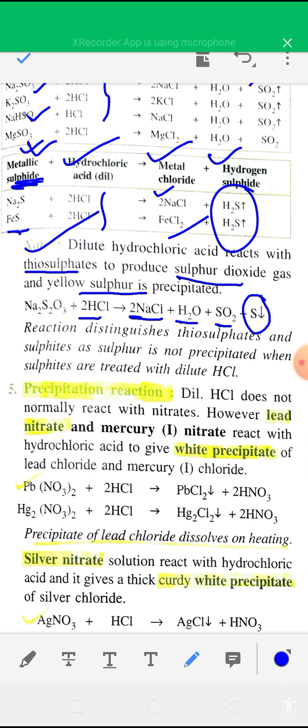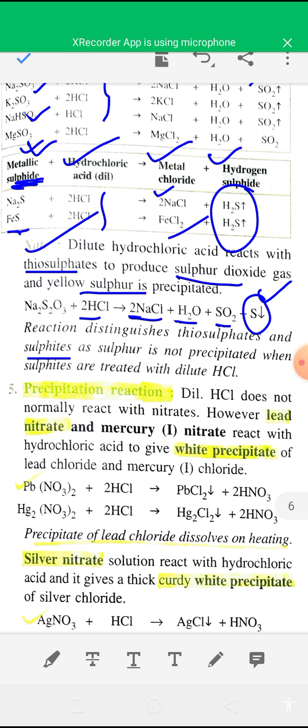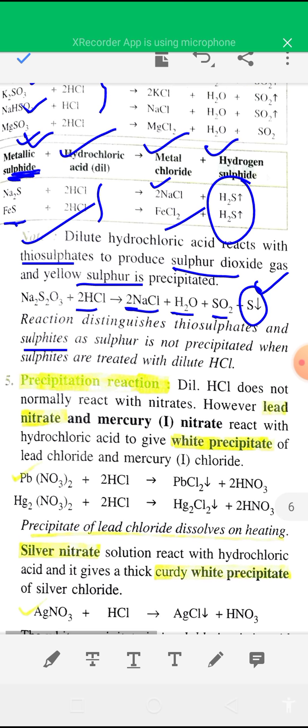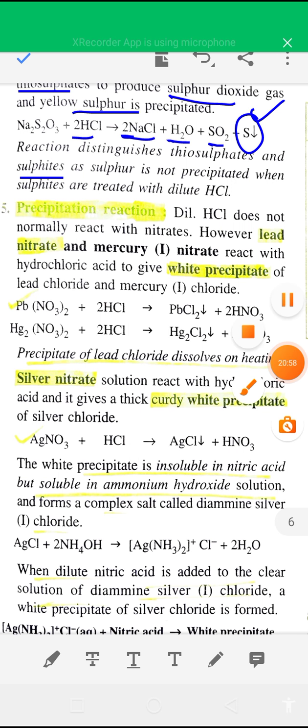Using this reaction you can distinguish between sodium thiosulfate and sodium sulfite, because sodium thiosulfate will produce a precipitate of sulfur. But no such precipitate will be formed for sodium sulfite. Sodium sulfite will not produce a precipitate of sulfur when treated with hydrochloric acid. Now see the precipitation reaction.